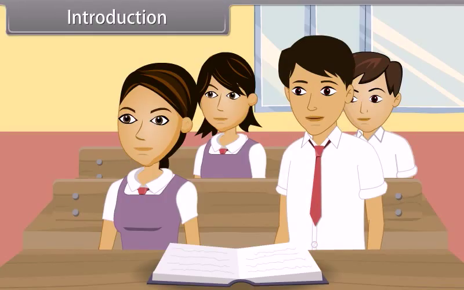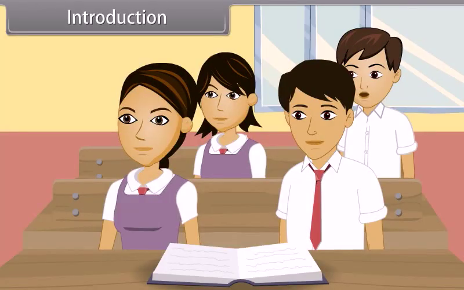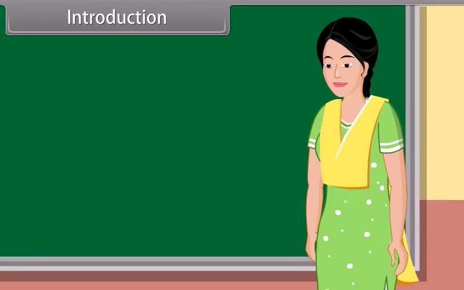Ma'am, what are the chemical reactions? A chemical reaction is a chemical change which forms new substances. And what are polyhalogen compounds, ma'am? Polyhalogen compounds are the carbon compounds that contain more than one halogen atom.